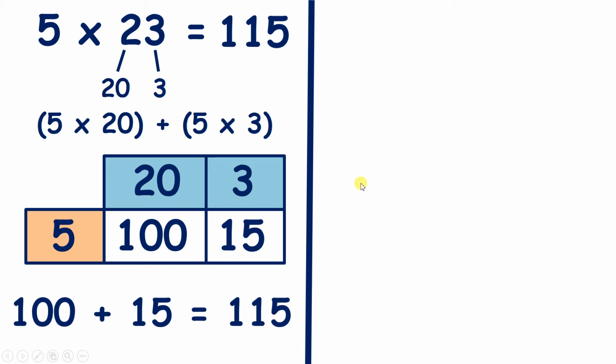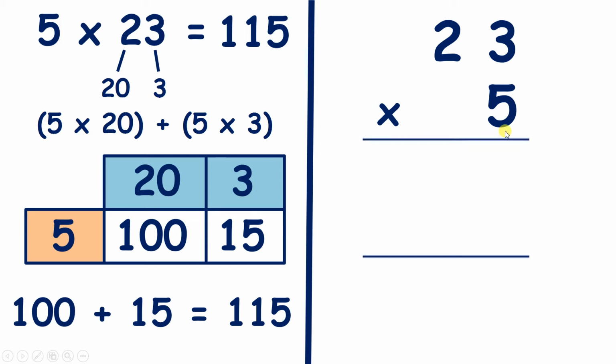But if we want to use the column method, we can start with our 2-digit number, then we have our multiplication symbol, and then we have our single-digit number written underneath the units digit of our 2-digit number. So pause the video and see if you can multiply 23 by 5 using column multiplication.